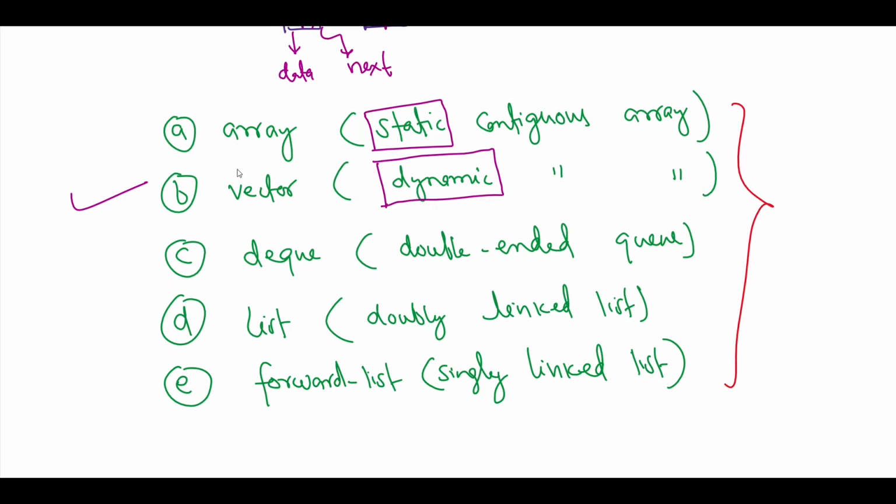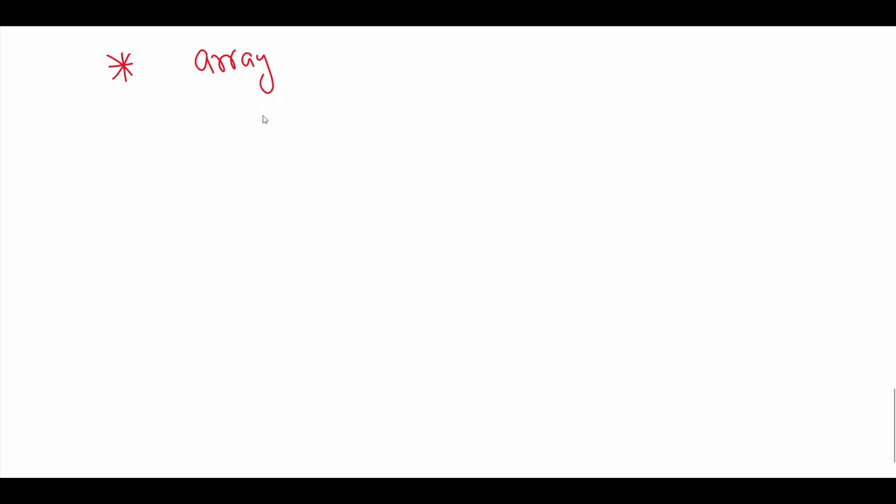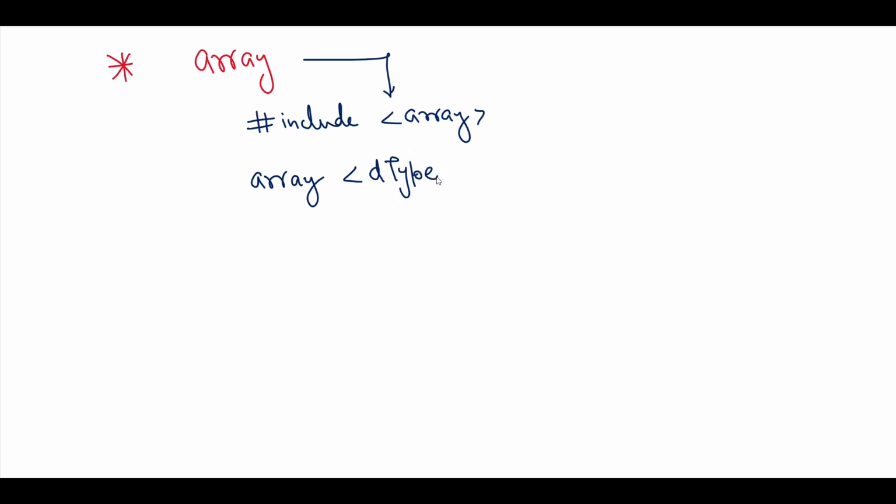So let's begin with the array first, and then we will talk about vectors, right? So if you want to implement array, you have to include a header file, which is array. So it's very much intuitive. You don't need to worry about it. If you want to implement vector, it's vector. So there is no problem. Now the syntax of array is something like this: array, then you have to provide data type first, and then size of the array that you want to declare in the beginning. And after that, you have to give array name, right?